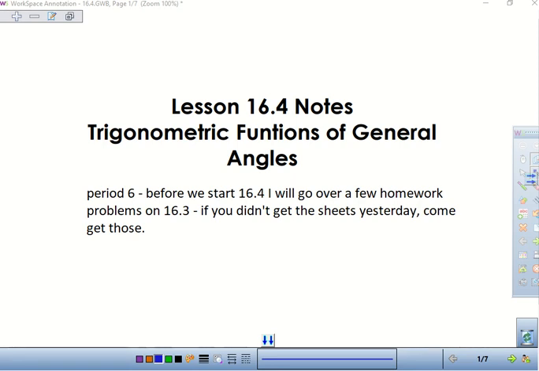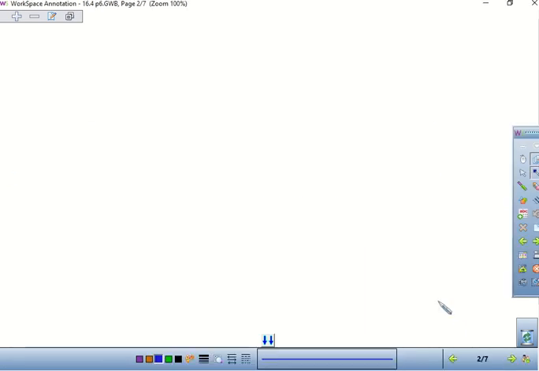Okay, so what we're going to be doing is going over a few questions from the 6.13 before we start the 6.14. So I'm just going to start with number 1, sine of 45. So sine of 45 degrees, all you have to do is look at your unit circle.